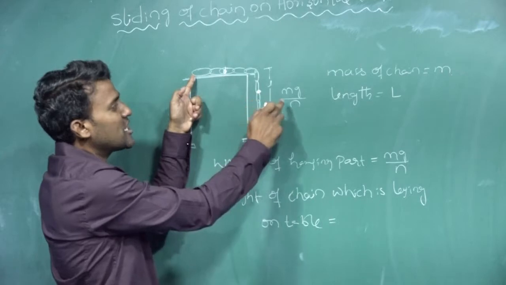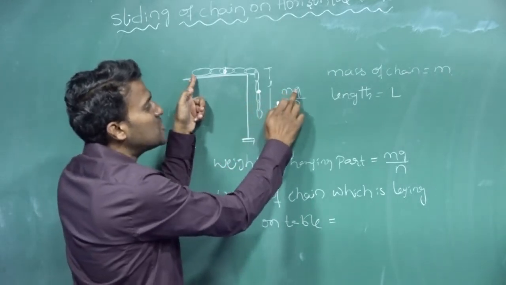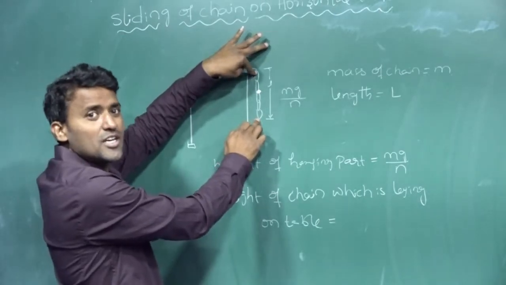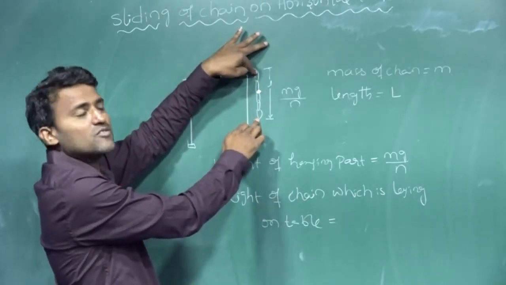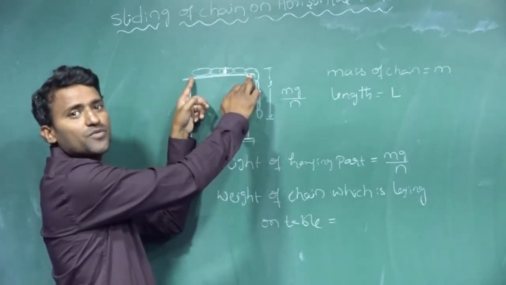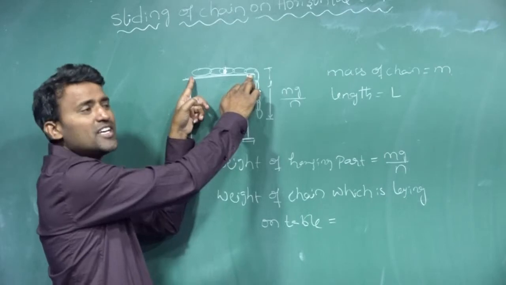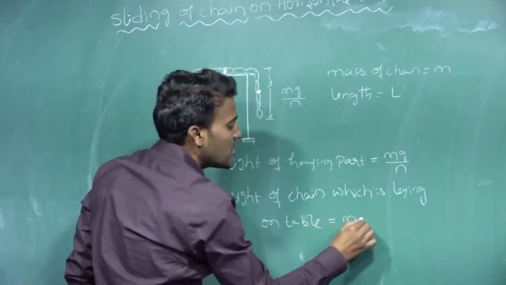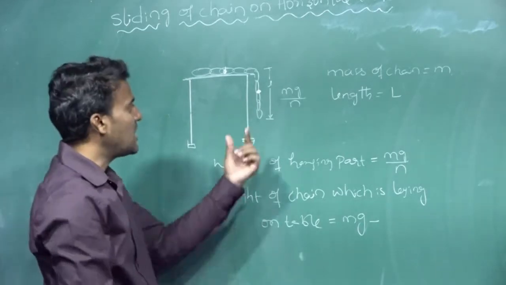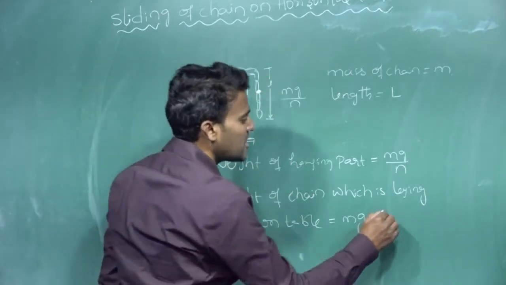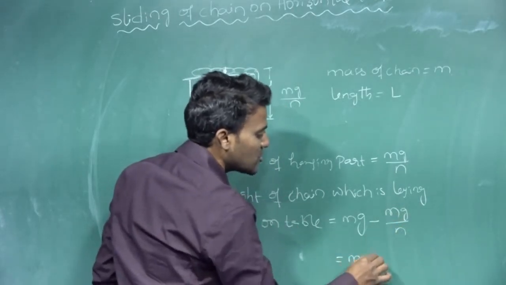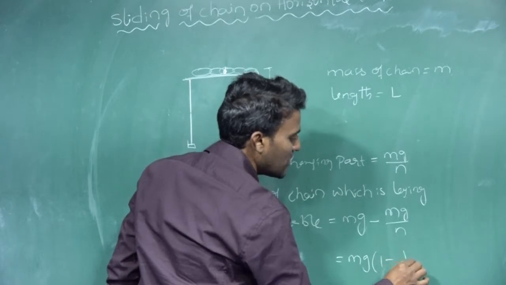I am subtracting mg by n, the hanging part of the chain, from the total weight of the chain. At that moment I can get the weight of the chain which is lying on the table. So that is equal to mg minus mg by n, since the total weight of the chain is mg and the hanging part is mg by n.